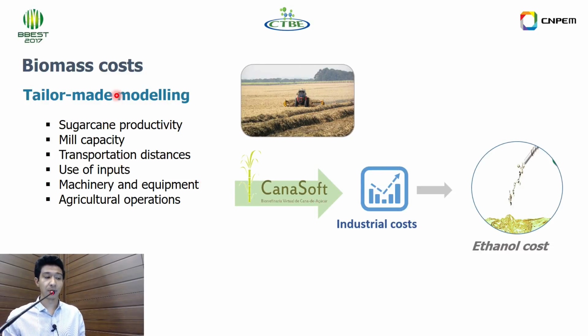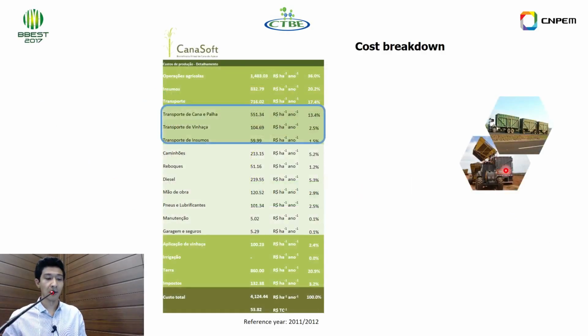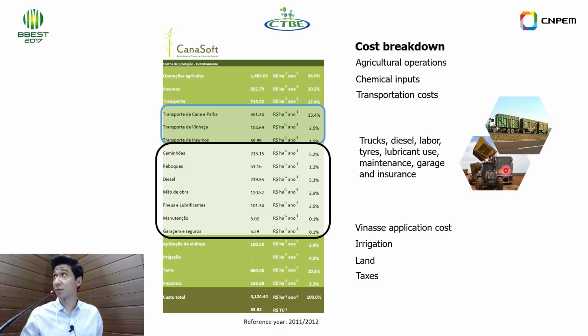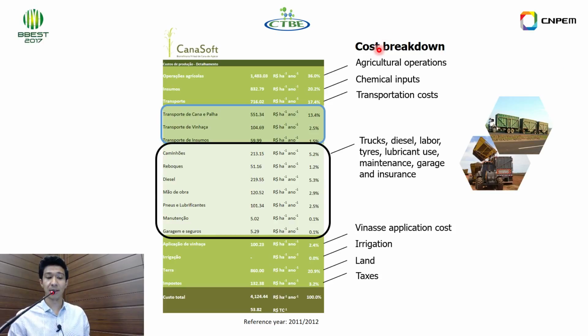We can say that today we have 100s of parameters in Canasoft. We can vary, for example, parameters such as productivity, milling capacity on the industrial side, or maybe even vary parameters describing machinery. For example, the harvester speed that will impact the ethanol cost, for instance. This is a picture that illustrates, I know it's a little bit small, but okay. We have here a representation of the cost breakdown of the Canasoft model. The data are a little bit outdated, but it's okay. It's just to represent the kind of cost breakdown we have.